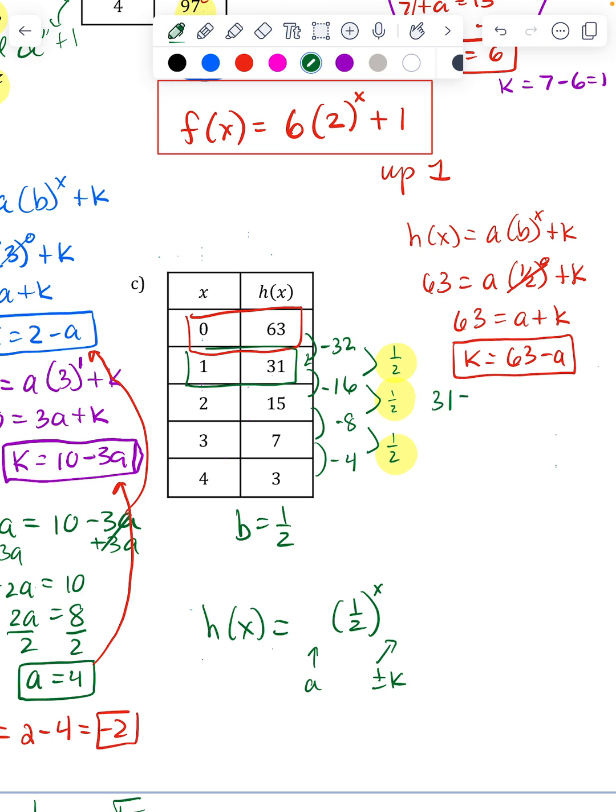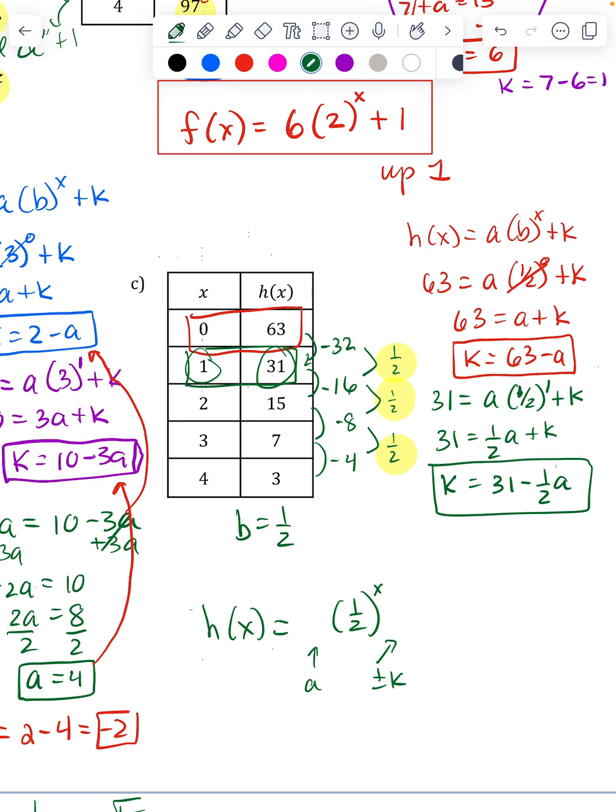Same setup, y equals a times 1/2, our b value, to the x. Excuse me, my x in this case would be a 1. It's not unknown because I'm using this x and this y. And then I would have plus k. So this one simplifies to be 1/2 a plus k. So my K statement would be 31 minus 1/2 A. That's my other K statement.